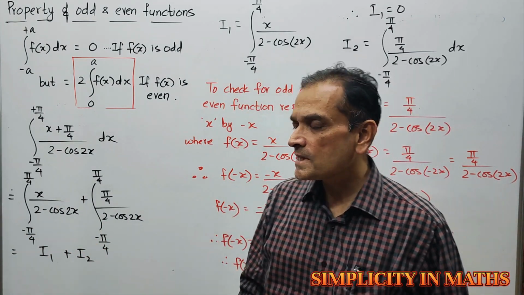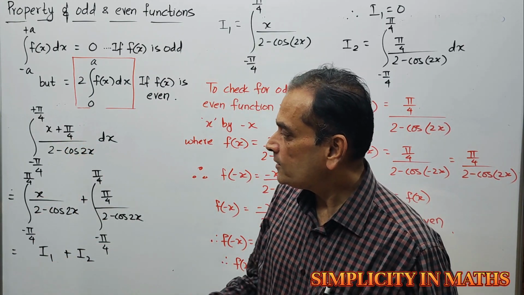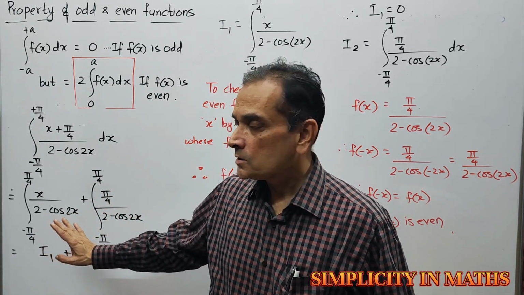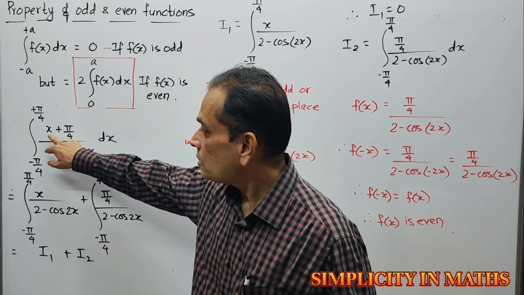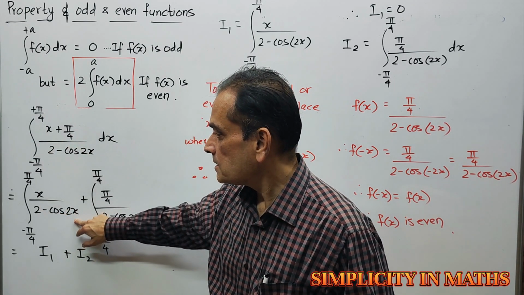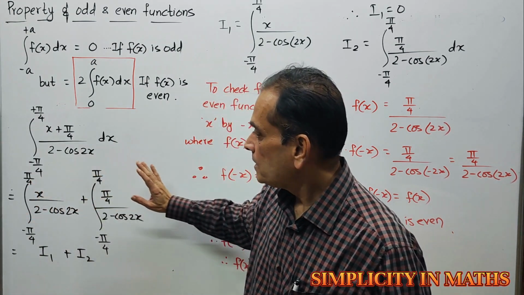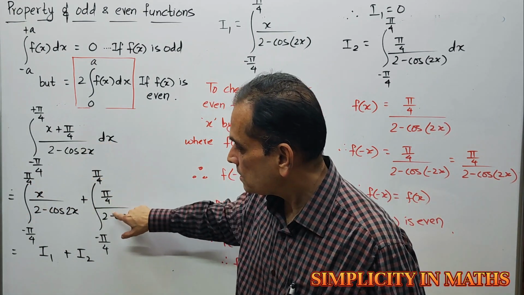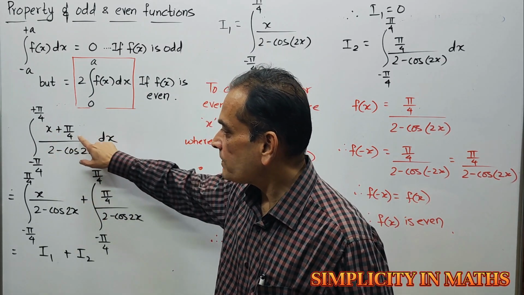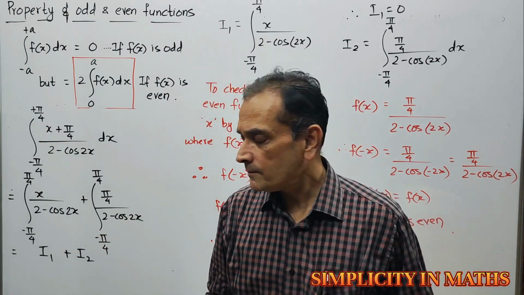ओके, तो टू यूज दैट प्रॉपर्टी, this integral will have to be separated in two integrals. Okay, so why? Because in the numerator you have got two terms. So I'll write this as x upon 2 - cos 2x, first integral. Second integral, π/4 upon 2 - cos 2x. So x goes along with this, π/4 goes along with this. Just separate out the two integrals, right?